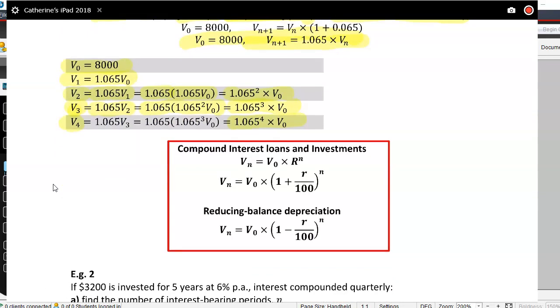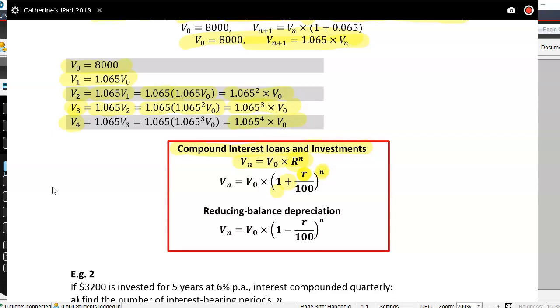This is for compound interest and loans and investments. So our Vn is equal to V0 times R to the n. And our R is 1 plus the rate divided by 100. And n is how many compounding periods there have been. We have the plus there when we are earning interest, when interest is going to increase the value.